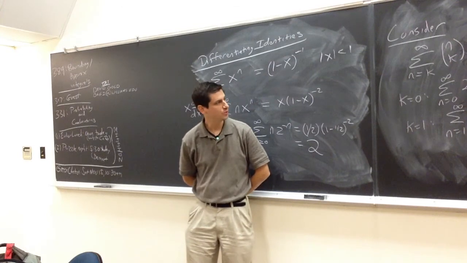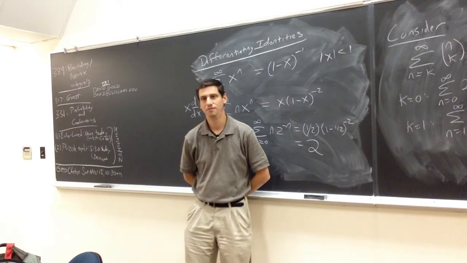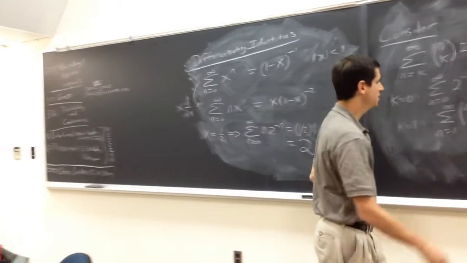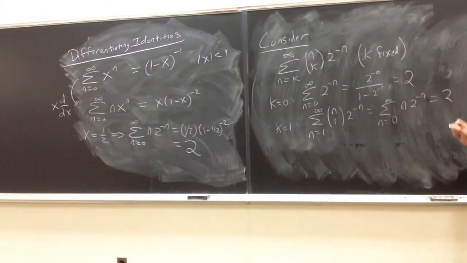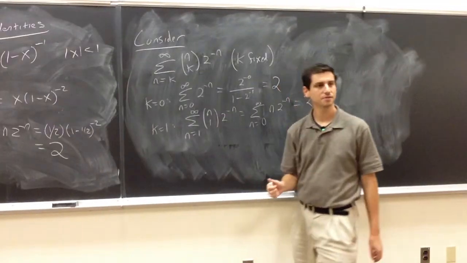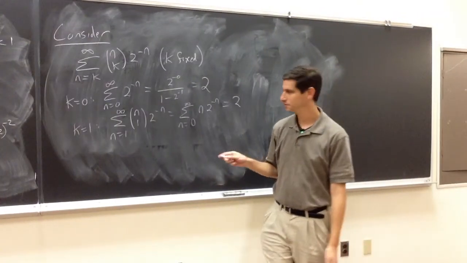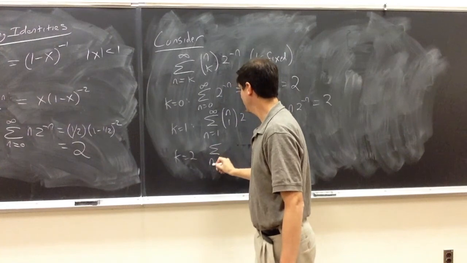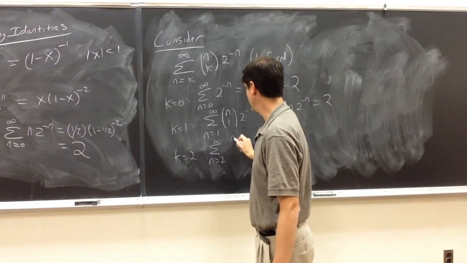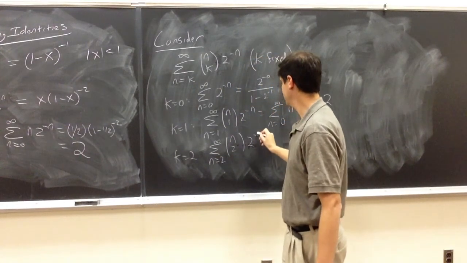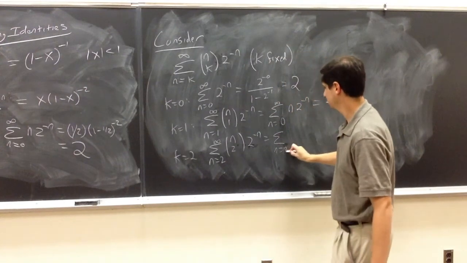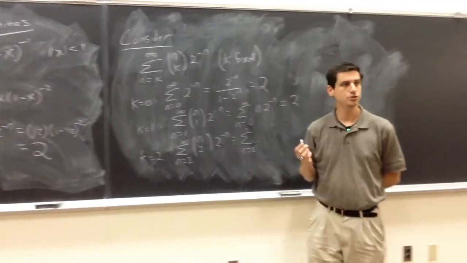All right, so what would we do if we wanted to test it? What should we do next? So if you are suspicious that it's not always equal to 2, what should we try to do? Do another one. So let's look at k equals 2. We now have a sum, n goes from 2 to infinity, n choose 2, 2 to the minus n. All right, what does n choose 2 equal? N choose 2 is?